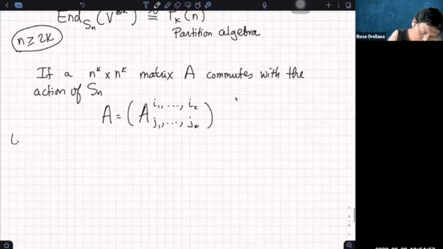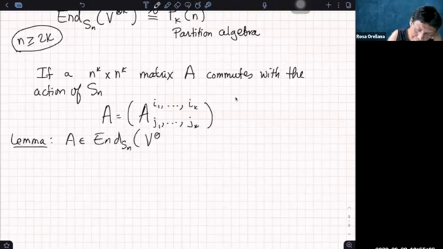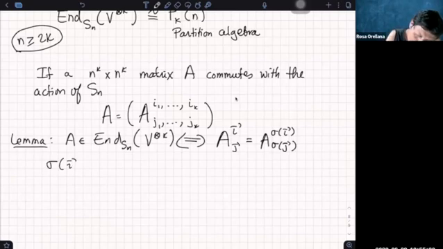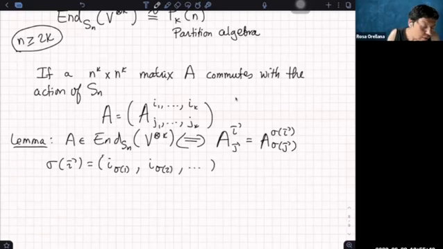And one can actually show a lemma. It is not very difficult to show that A is going to be in this centralizer if and only if, so I'll write them as vectors now, to not write all those indices, this happens, where a sigma of I is simply I sigma of 1, I sigma of 2, etc. So it's just acting on this.